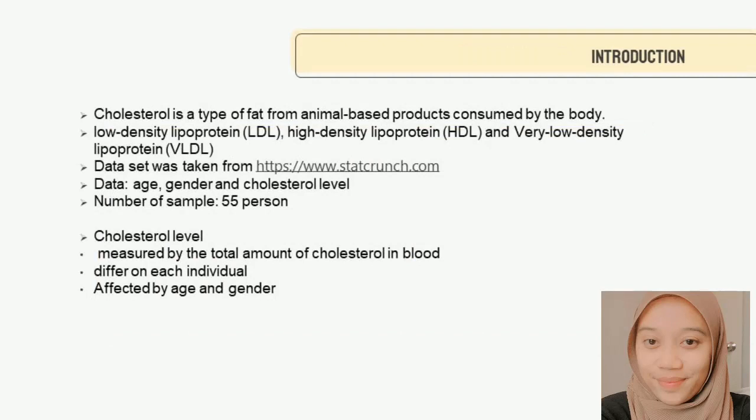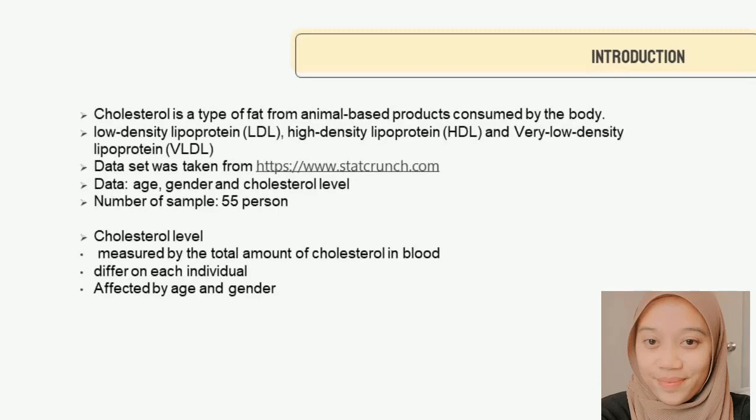Cholesterol is a type of fat of animal-based product that is consumed by the body. There are three types of cholesterol, which is low-density lipoprotein, LDL, high-density lipoprotein, HDL, and very low-density lipoprotein, VLDL. Having cholesterol in the body is necessary, but excessive cholesterol may cause problem. The data that are used in this study was taken from internet, which is the link shown. The variables in the data are age, gender, and cholesterol level.